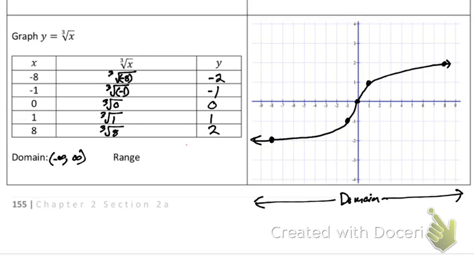And what can I get out? Well, if we look at those arrows, even though it kind of looks like it flattens out, it doesn't. It just keeps going down forever. Just like this one, it will keep going up forever. So our range will go from negative infinity to infinity.